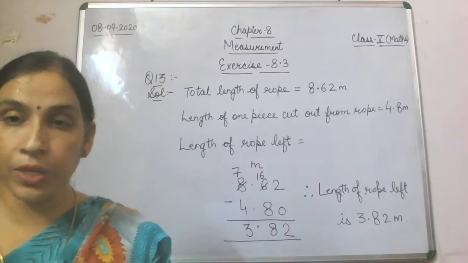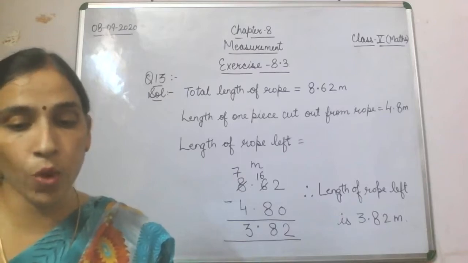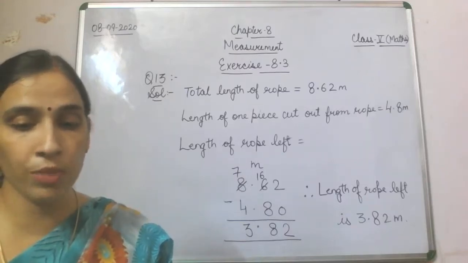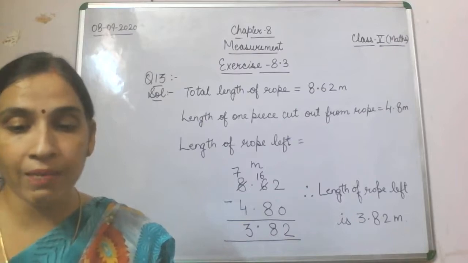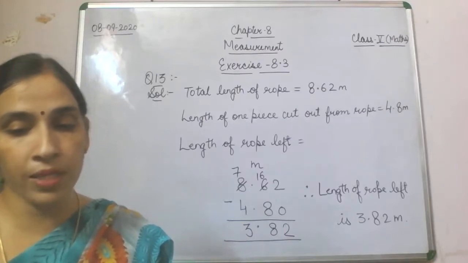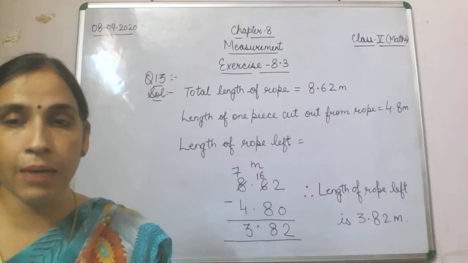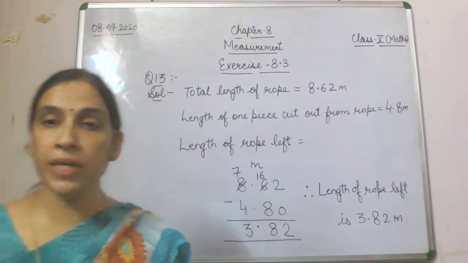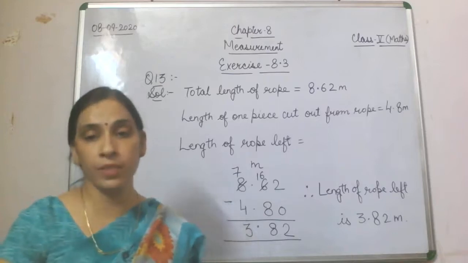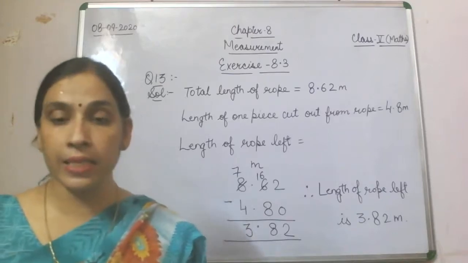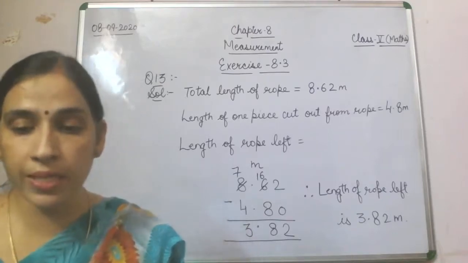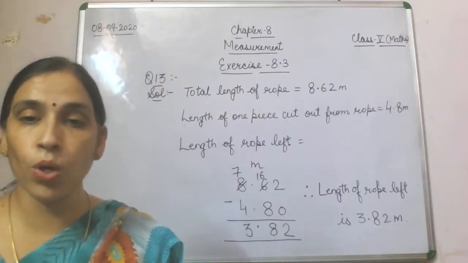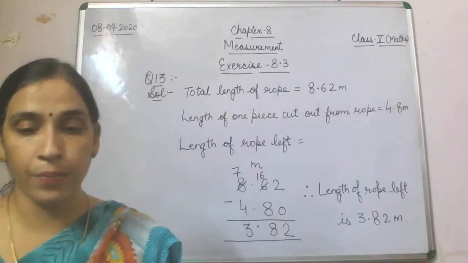Now question number 14: Kabir walked 8.62 kilometer on Monday, 7.059 kilometer on Tuesday, and some distance on Wednesday. If he walked 25.8 kilometer in 3 days, how much distance did he walk on Wednesday?